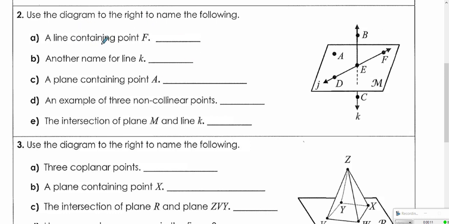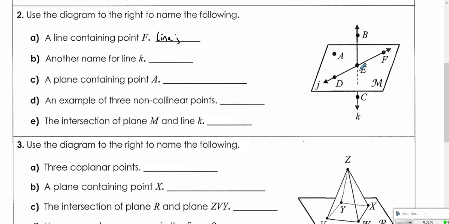A line containing point F. Oh, there's F right here. There's point F. So the only line that we can see that's containing point F is this line right here. So I could call it FD. I could call it ED. I could call it DE. Since there's a lowercase letter at the end of this line, I could call it line J. But any of those other names would work.